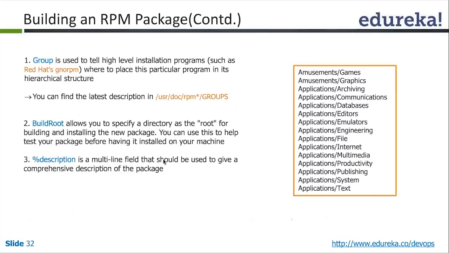The group is used to tell the high-level application program where to place this particular program in its hierarchy. The build root allows you to specify a directory as the root for building and installing these new packages, and the description tells you what they are. So there's a whole set of information that you find in your spec file. As I said, when we do one simple example, you will roughly understand this particular file.